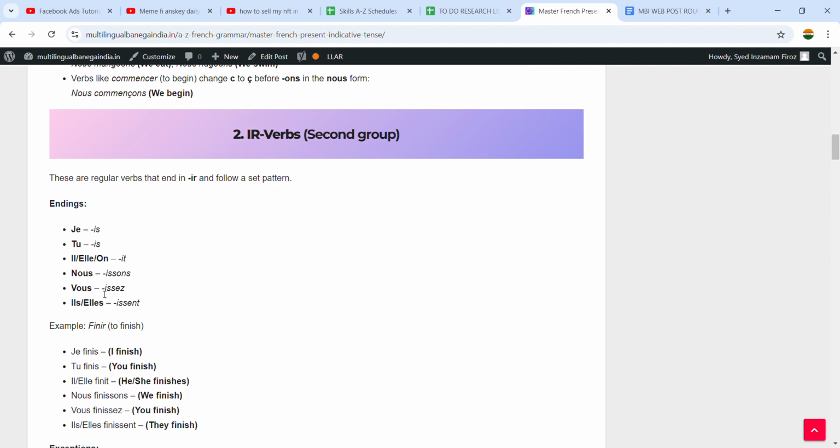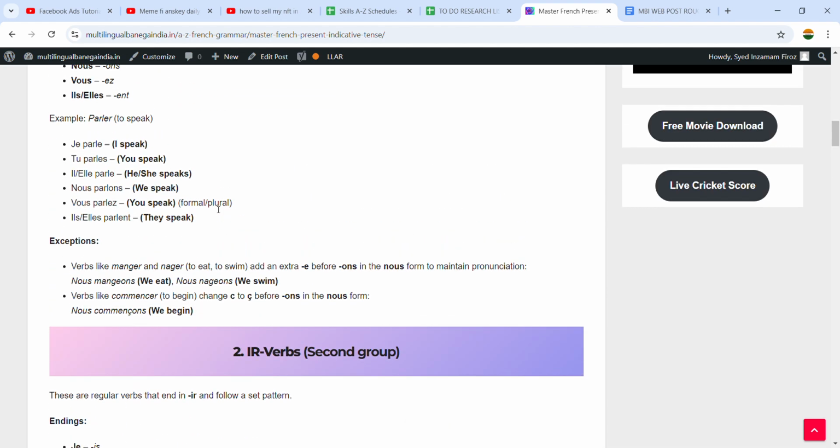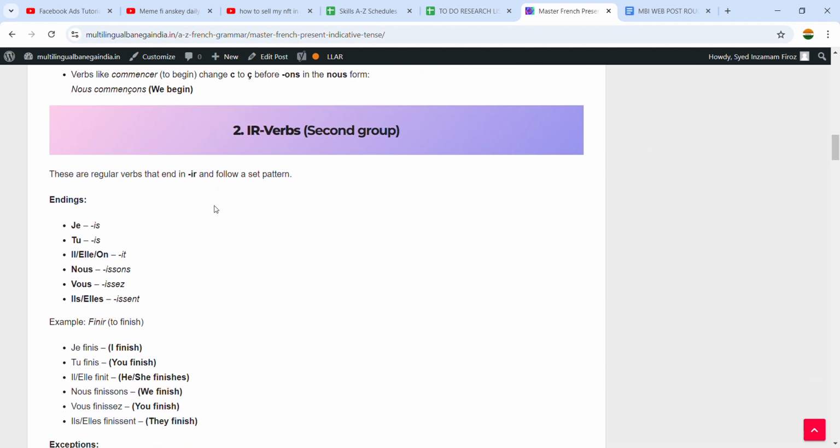For example, you can see here finir. Finir means to finish. Now the third group of verbs ends with RE. If any verb ends with RE, that is called the third group of verbs, like vendre. Now let me explain all three groups and their conjugation.